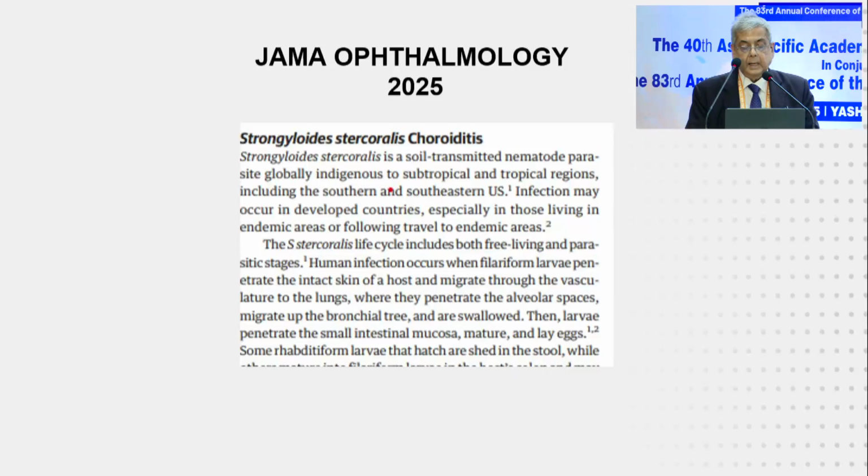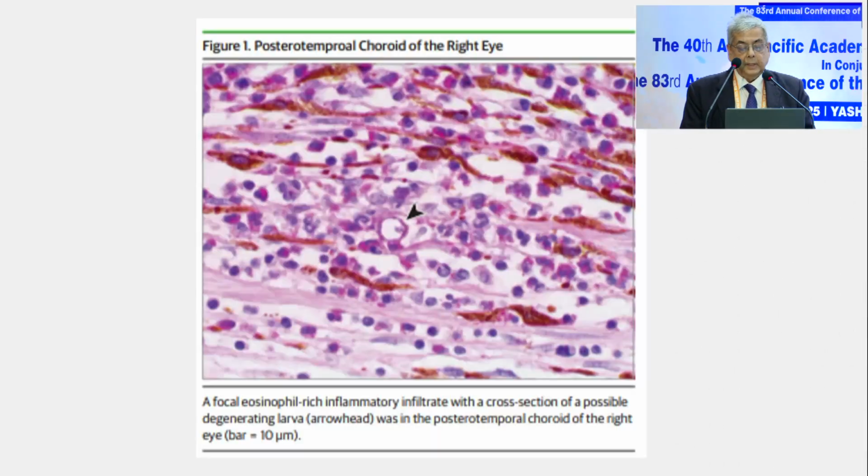There is a recent article in JAMA Ophthalmology 2025, which I want to highlight. This is a parasite, Strongyloides stercoralis. The patient died, and the autopsy eye tissues are available. You can see at the arrow mark there is a parasite sitting in the choroid with diffuse infiltration of inflammatory cells.